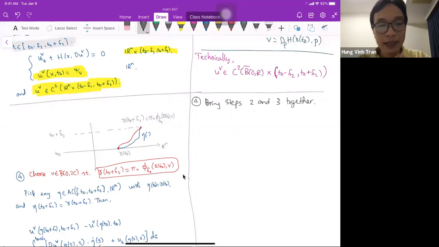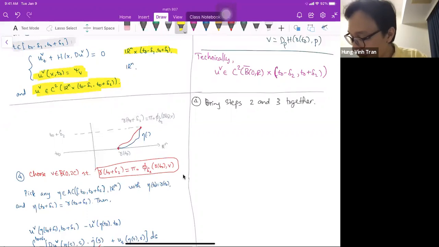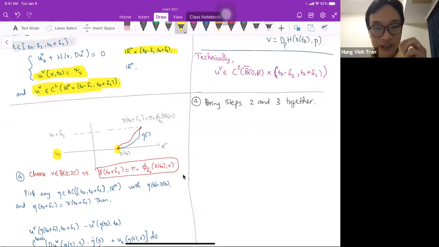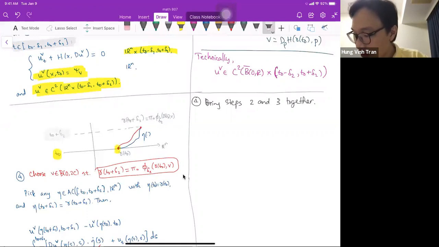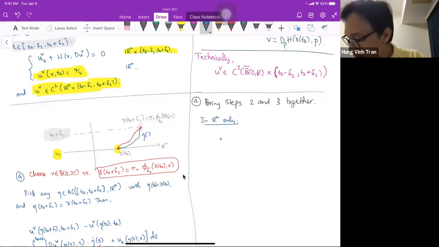On the one hand, I know what is gamma t naught, right? So it's just a fixed point. I drew the time here at t naught, gamma t naught, just a fixed point in Rn somewhere. And I consider up to time t naught plus delta 2. It has to be somewhere here, right? So maybe let me also draw a picture here. So in Rn only, I know that this is gamma t naught, okay? And I go up to time delta 2, so gamma t naught plus delta 2.